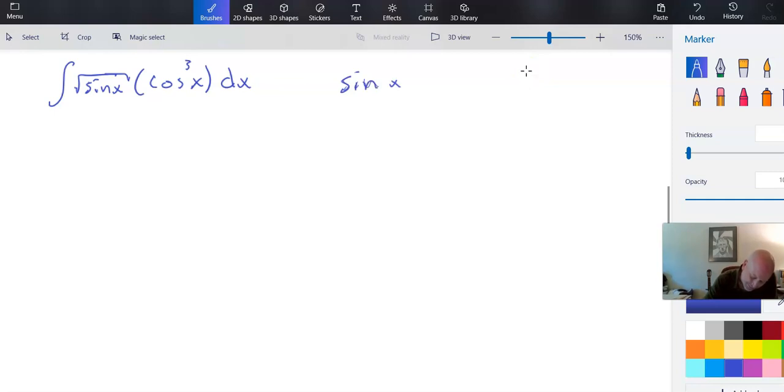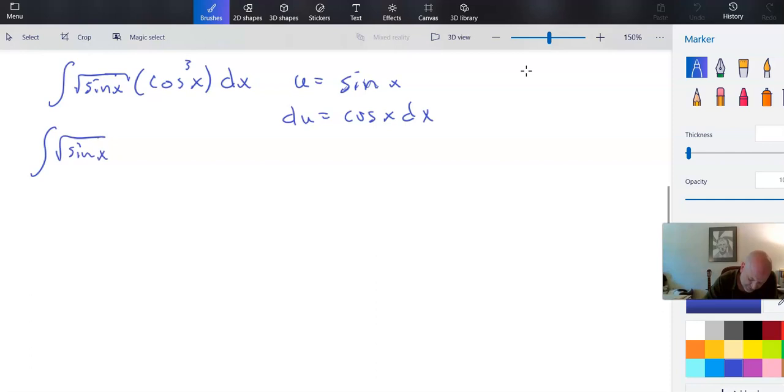If we let u equal sine x, right, we have this problem. Du is cosine x dx, but if I make that substitution, I have a cube in there, and that's a problem, right? I can't have a du cubed. I need a du just sitting out there by itself. So we have to get creative here. I want to point out cosine cubed is cosine squared times cosine. So let's start there.